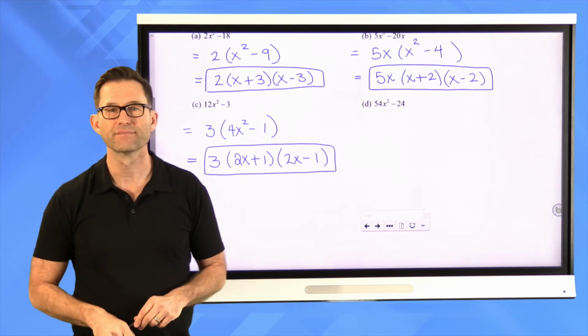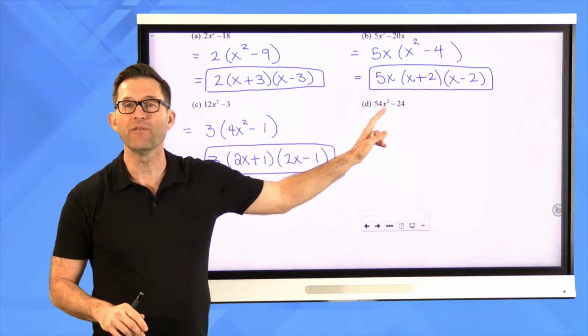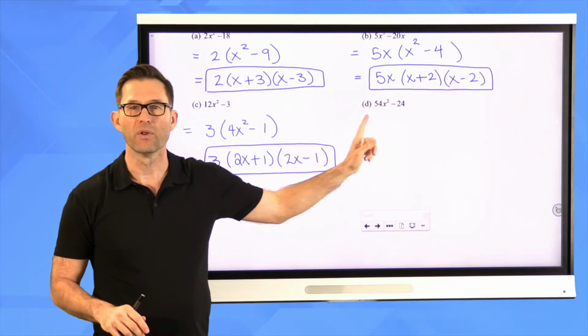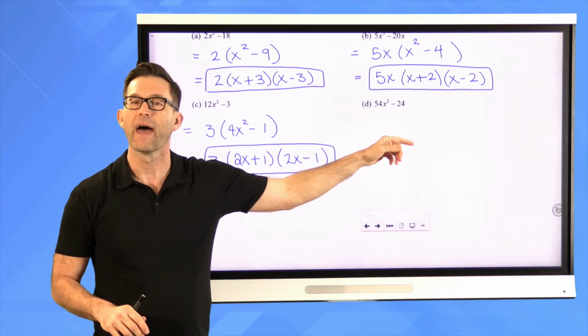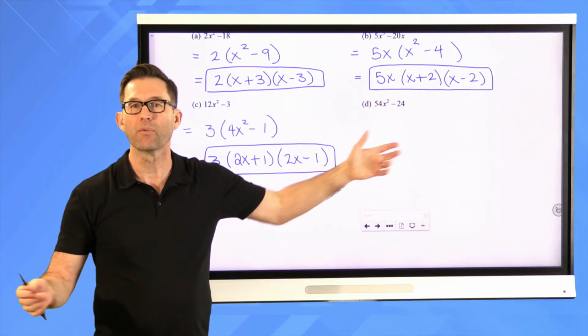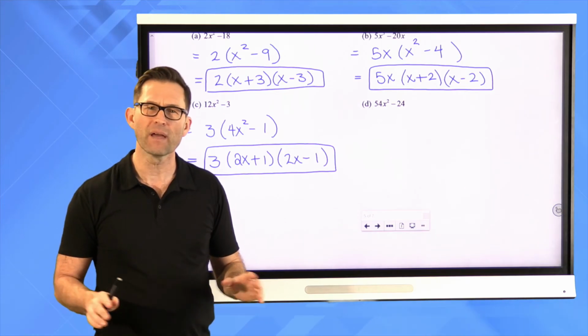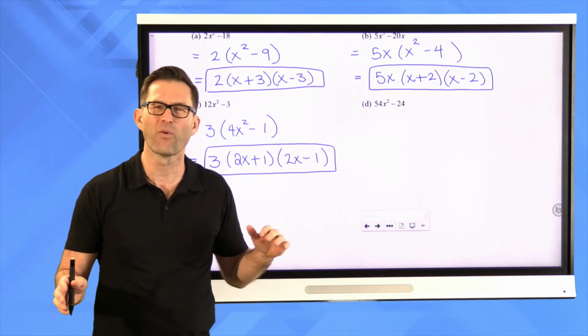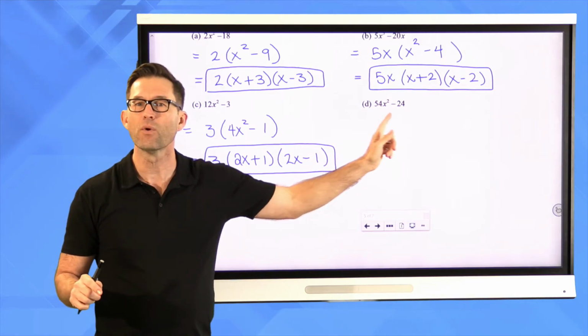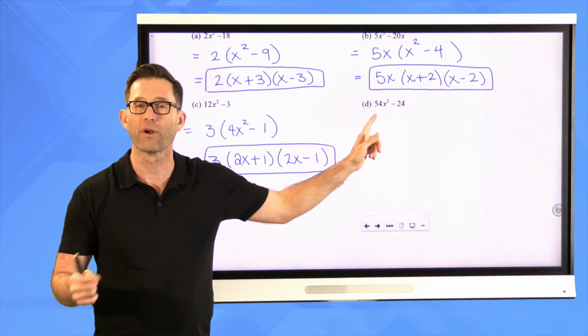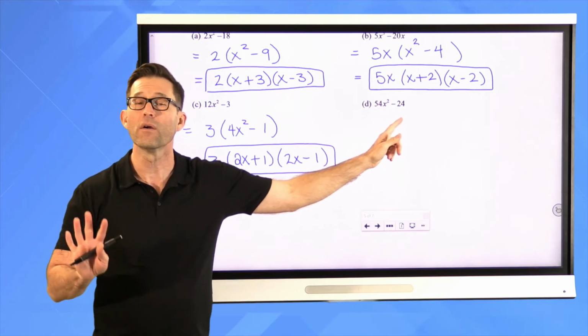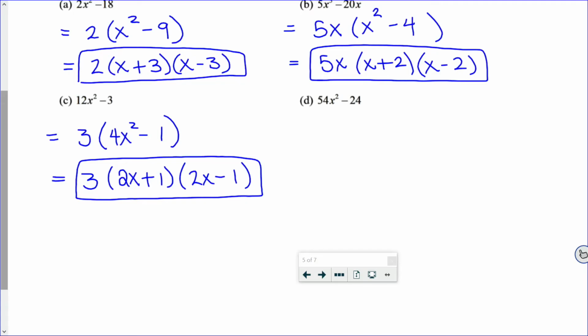All right. Very similar, letter D, 54x squared minus 24. I'm looking at 54, I'm looking at 24, and I'm thinking, all right, what number goes into both of those? I might have to think about this one a little bit more, but 6 will go into both of them. 6 divides into 54 9 times. 6 divides into 24 4 times. And there is no variable in my GCF, just the number 6. So 6 times 9 is 54, and the x squared just comes along, minus 6 times 4 is 24.